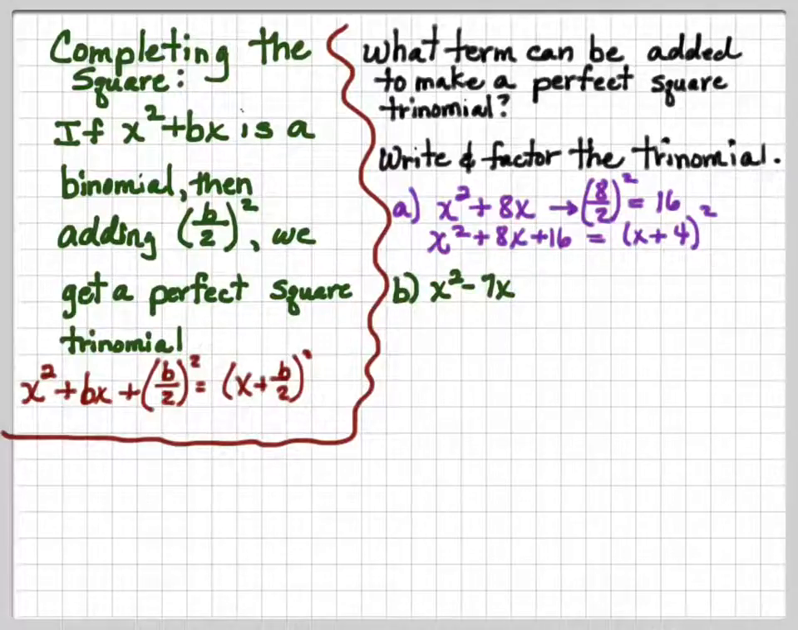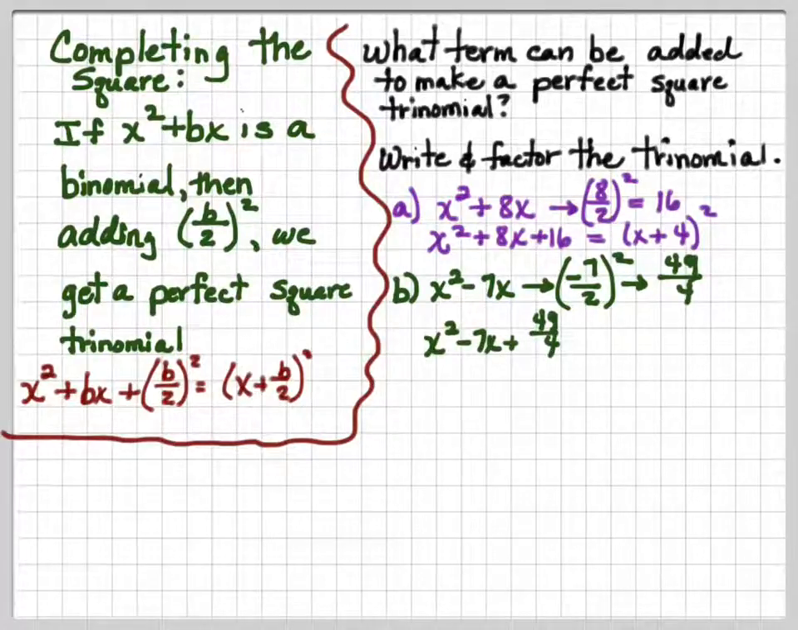Okay, if we have x squared minus 7x, we're going to take the 7, or the negative 7, and divide it by 2, and square it, which gives us 49 over 4. So our third term in our trinomial is going to be 49 over 4. And please note that it will always be positive, because whether the b is positive or negative, when you square it, it becomes positive. So we have x squared minus 7x plus 49 over 4. And that would be x minus 7 over 2 squared.